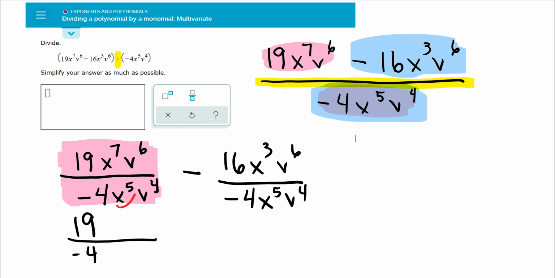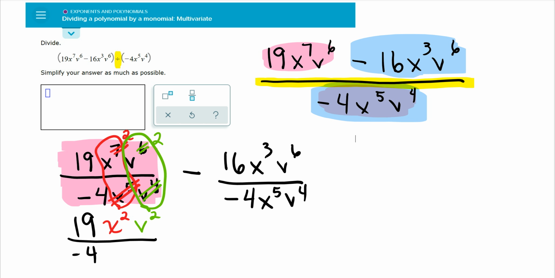Then I'm going to look at my x's. Now, on my x's, I have an x to the 7th over an x to the 5th. The 5 x's in the bottom are going to cancel out 5 x's in the top and leave you with just 2. So I'm going to have an x squared right there. Then I'm going to look at my v's. I've got a v to the 4th in the bottom and a v to the 6th in the top. These 4 v's are going to cancel out 4 of the 6 and leave you with 2. So I'm going to have a v squared right there. So basically I have a negative 19x squared v squared all over 4.